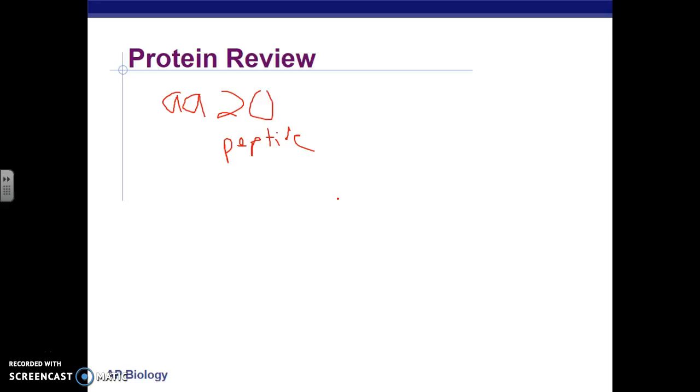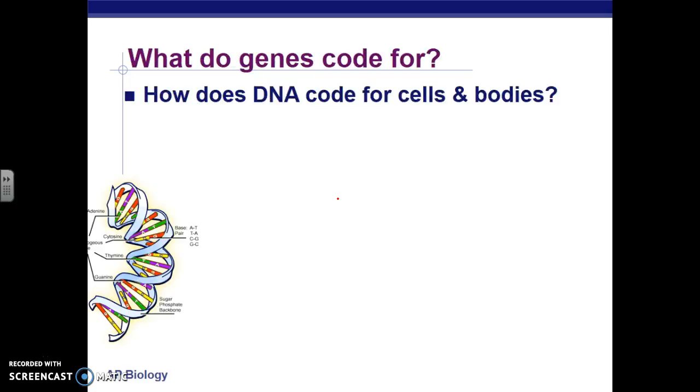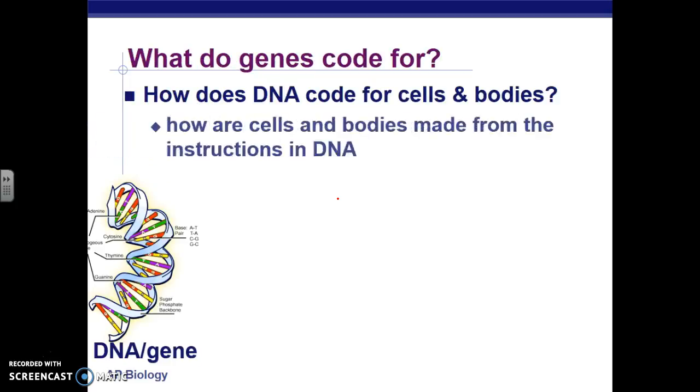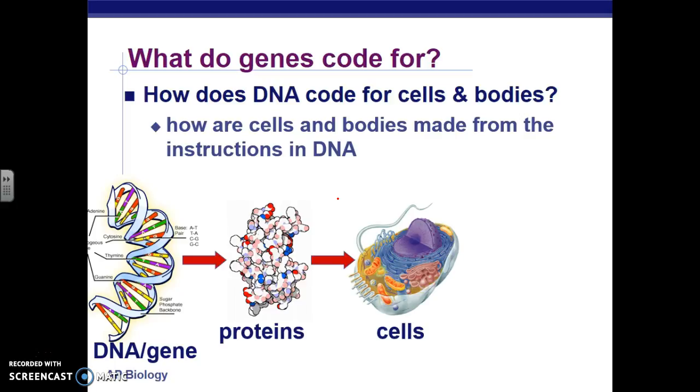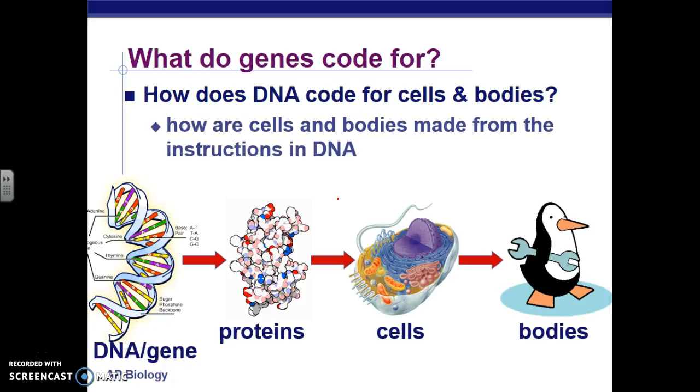On this slide, I would make sure you've written a summary of what we reviewed here about proteins. So how does DNA code for our cells and bodies? Well, first of all, the DNA or gene is in your nucleus, and it codes for protein. These proteins make up most of your cells. Almost all the features of your cells are composed of protein. And then the cells make up our bodies and do the job.